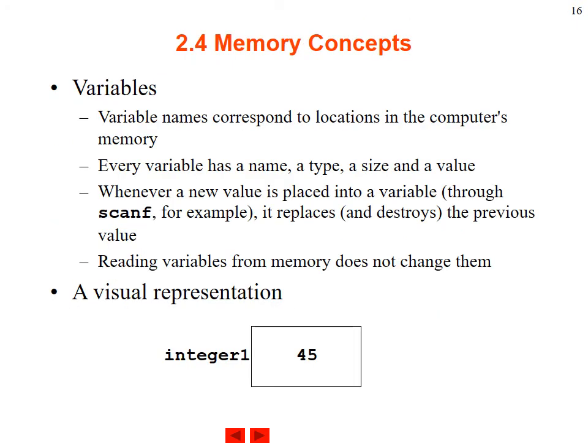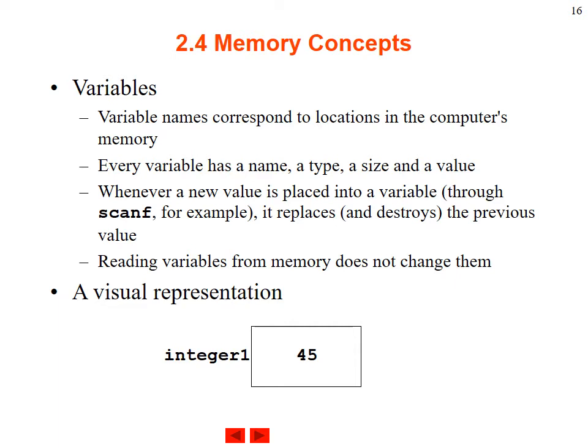So let's try to understand what we are talking about when we talk about variables. A variable name corresponds to a location in the computer's memory. Every variable has a name, type, size, and value, right? Usually the type will also determine the size, okay? Then the value is what you put there. Whenever a new value is placed into a variable, through scanf for example, it replaces the previous value. So you override the previous value if you assign a new value into a memory location, right?